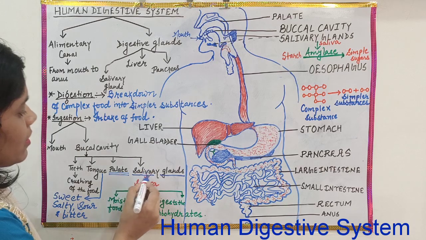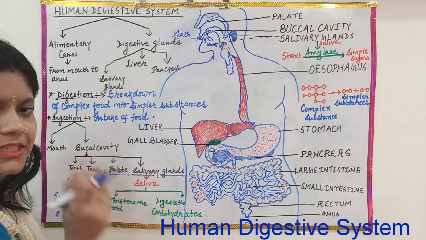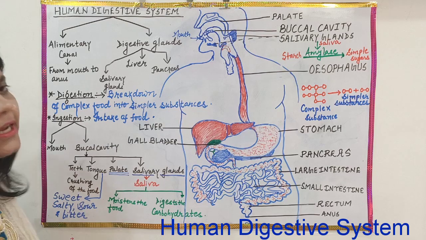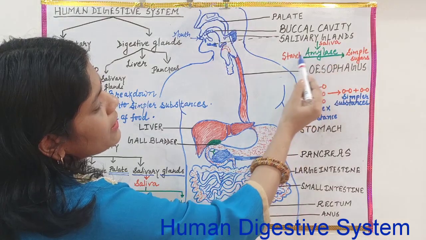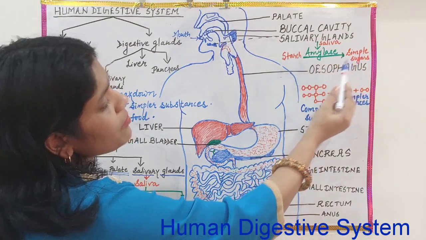Now, a great role in the digestion of food is played by the salivary glands. You might have noticed that when you take in very tasty food or even smell it or even think of it, what happens? The mouth starts to water. You may feel the water coming inside your mouth. That water is not actually water, but it is called saliva. And saliva contains the enzyme called amylase. This enzyme breaks the starch into simple sugars.